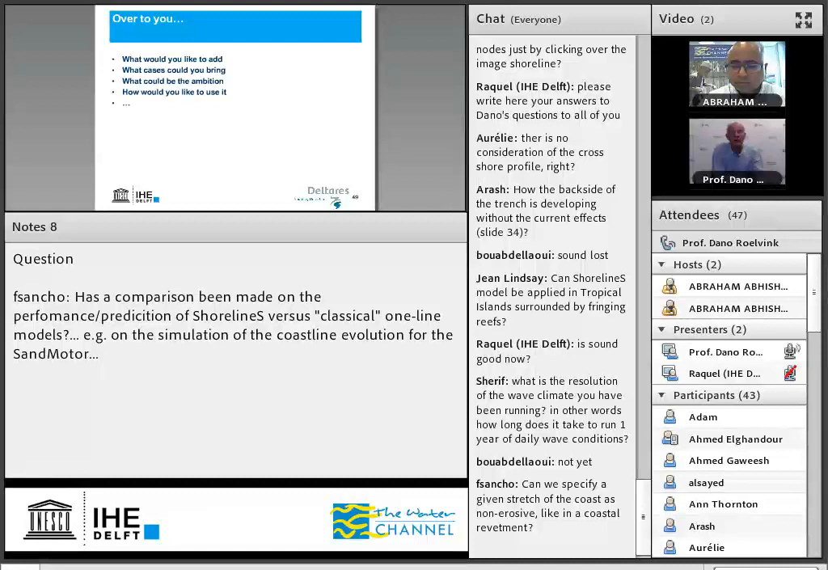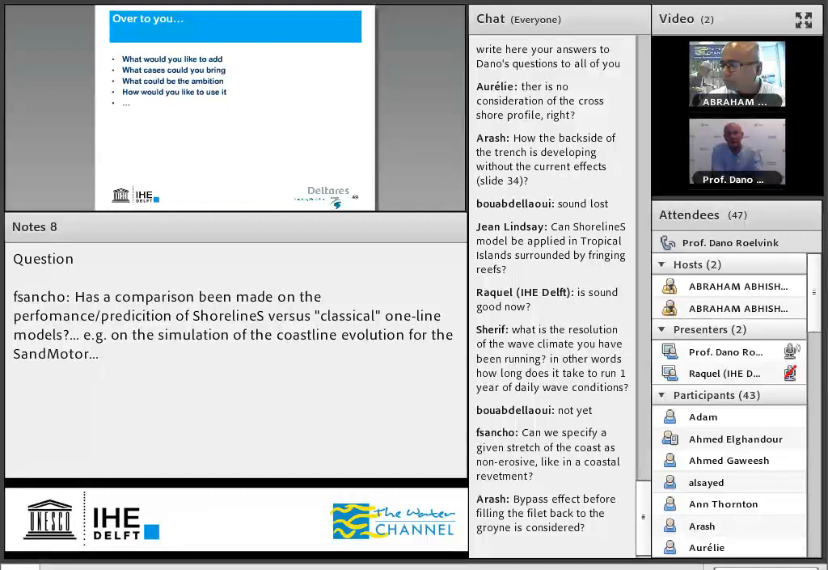Yes, we did the usual Pelnard-Considère and the standard analytical tests, but also the Sand Motor. I showed the animation or the simulation result. Bas Huisman has done extensive simulations of the Sand Motor with Unibest-CL, and he got it quite right. The only point is that you cannot do this spit development and merging with the coast, so you have to somehow start after that has happened.